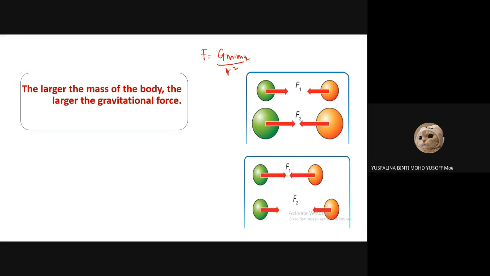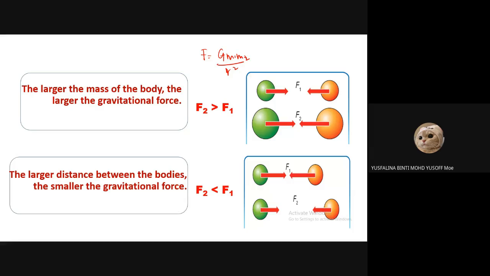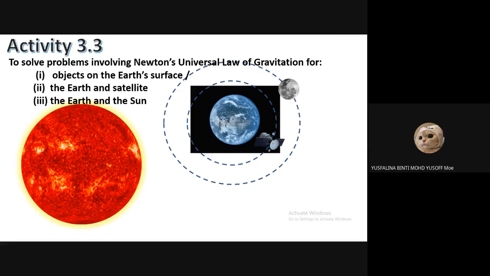All right. So what is the relationship? The larger the mass, the larger the gravitational force, and the larger the distance between the bodies, the smaller the gravitational force. So next we move on to solving problems involving Newton's universal law of gravitation for objects on Earth's surface, the Earth and the satellite, and the Earth and the Sun.